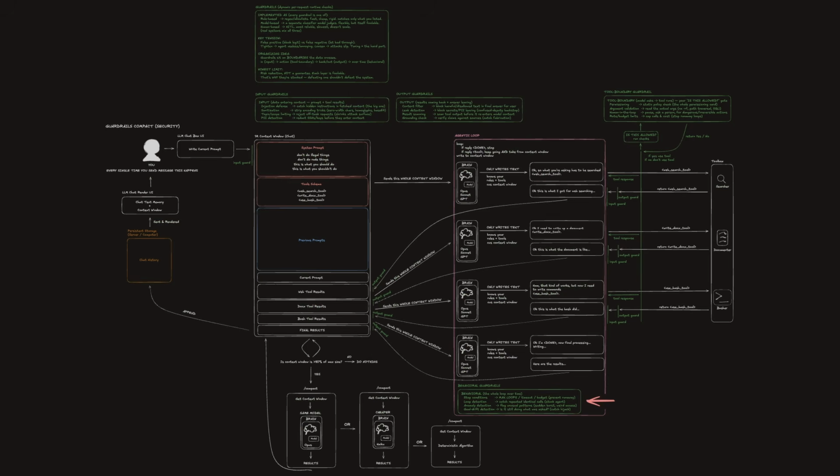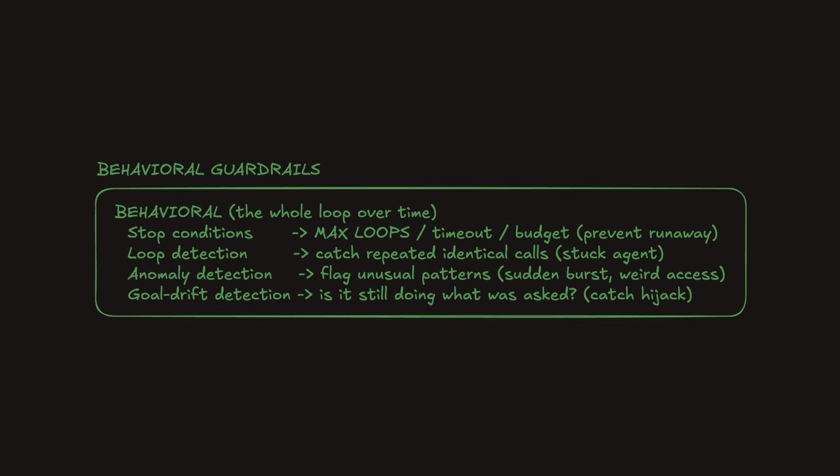Let's move on to behavioral guardrails, where it's basically a bunch of rules put inside the agentic loop so that the loop doesn't overload or break. So there's actually not a container here, because it's basically all over the inside of the agentic loop. And the security measures inside of the behavioral guardrails are as follows: stop conditions, loop detection, anomaly detection, goal drift detection.